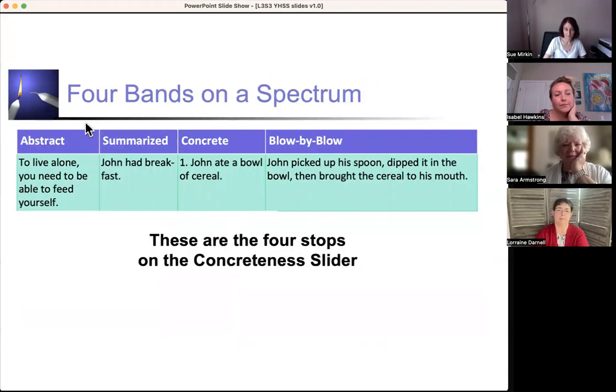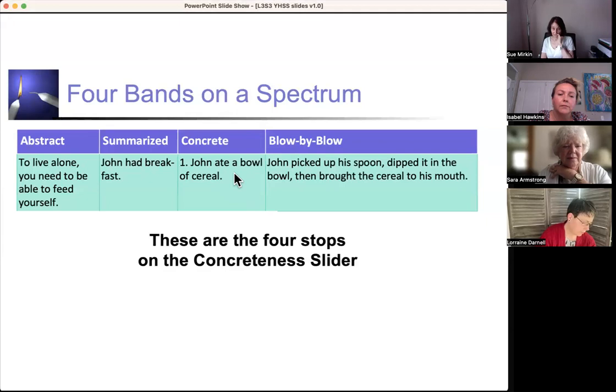So we have these four bands on the concreteness slider, right? And the examples for abstract: to live alone, you need to be able to feed yourself. There's no action in the story there. Summarized: John had breakfast. You can do that. Go have breakfast, you would know what to do, but you'd have to make some decisions about what actually to have for breakfast and where to have it and so on. Concrete: John ate a bowl of cereal. If I said, go eat a bowl of cereal, you could do that. You'd have to make some decisions along the way: where you're going to eat, what bowl you're going to have, what kind of cereal, and so on. But it's still much more concrete. There's fewer decisions left to you.